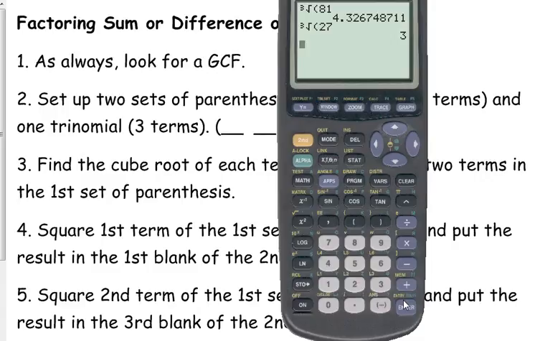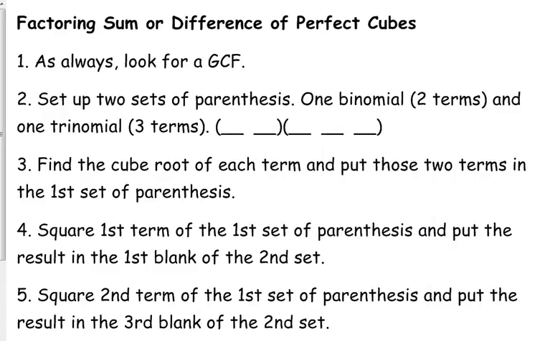3 cubed is 27, so the cube root of 27 is 3. All right, so let's keep moving. We're going to find the cube root, and you're going to put those two terms in the first set of parentheses. So the first cube root goes here. The second cube root goes to the second spot.